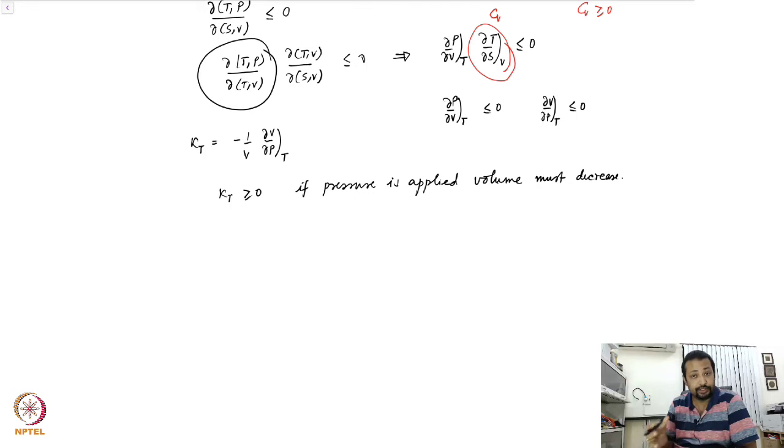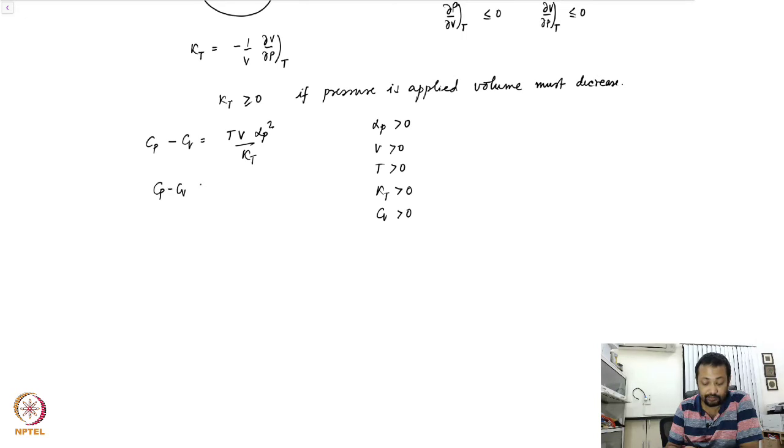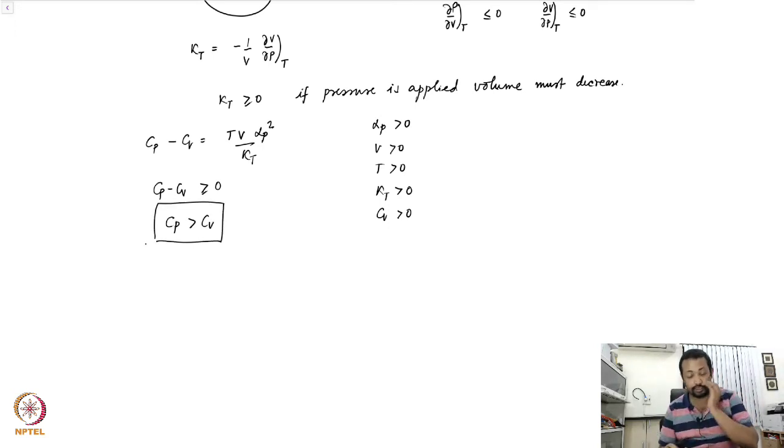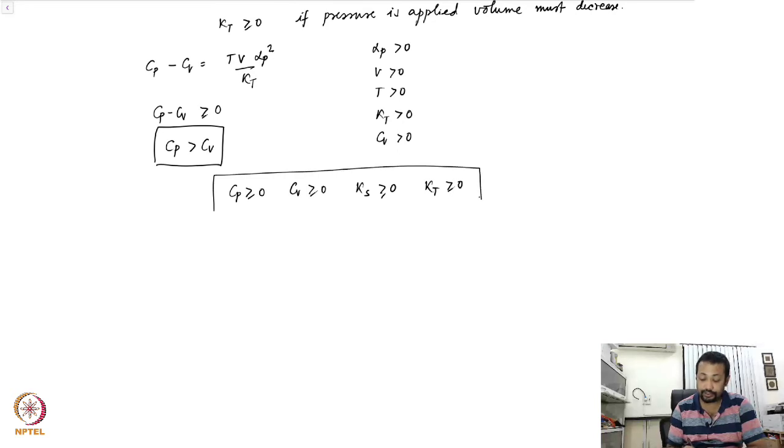So the whole point of this discussion that we have been having for so long is that the stability criteria essentially put a severe restriction on the response function. The specific heat Cp minus Cv is T V alpha_p squared over kappa_T. Alpha_p is positive, volume is positive, temperature is positive, kappa_T is positive, and further Cv is also positive. This means that Cp minus Cv is greater than or equal to 0, and therefore it follows that Cp is greater than Cv. So with the stability criteria, where we minimized the energy, you will get the identical results if you had used the entropy maximization principle. This means Cv greater than 0, kappa_S greater than 0, kappa_T greater than or equal to 0. These are the restrictions on my response functions.